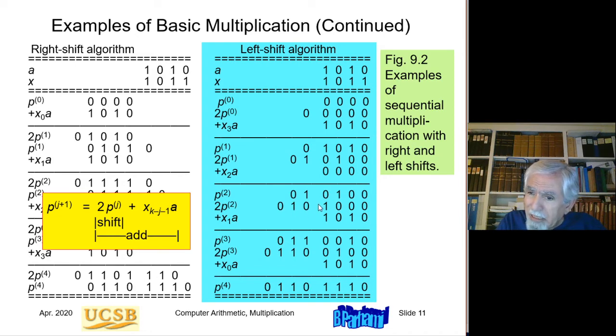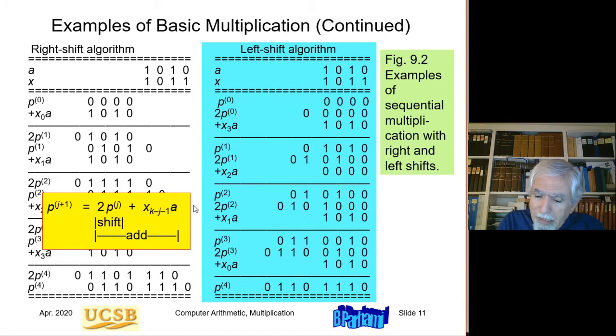Therefore, the adder that I use here is not really a 4-bit adder that just adds this to this, but it has to be an 8-bit adder in case a carry is generated in the position 3 and affects positions 4 and higher.